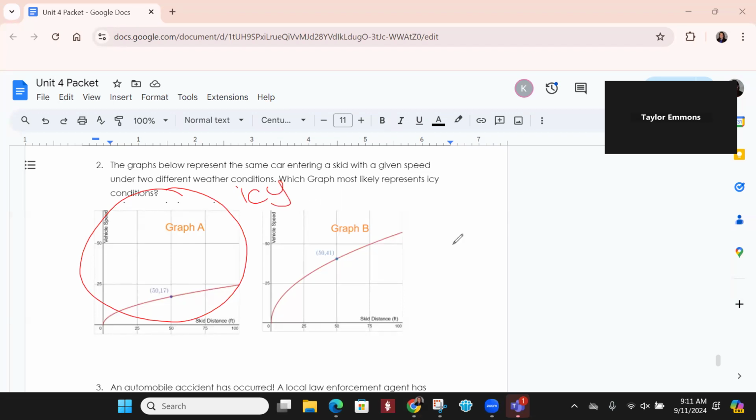Lower speed, you skid further. Looking at this again, we're only at 25 miles per hour and it's taking us 100 feet to stop.